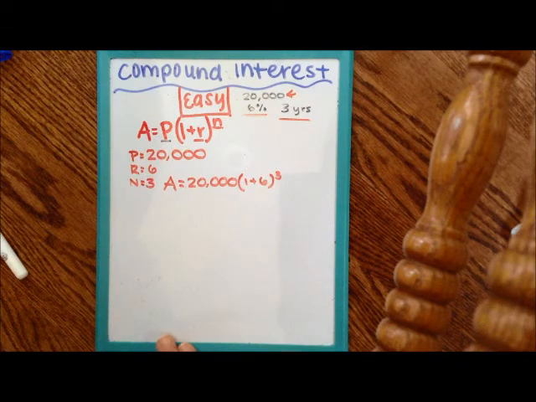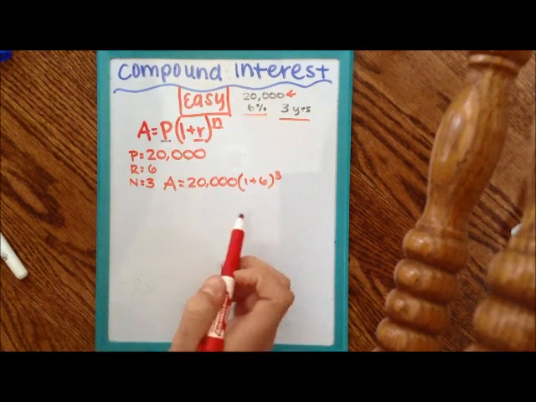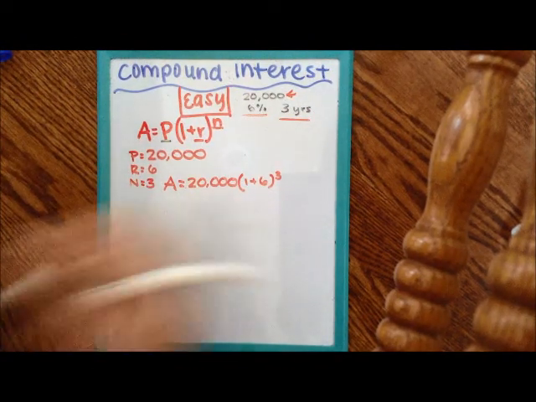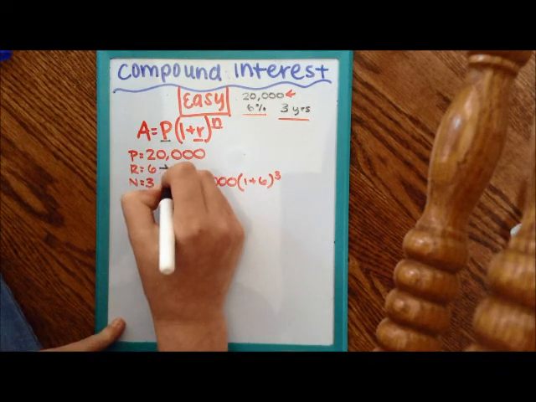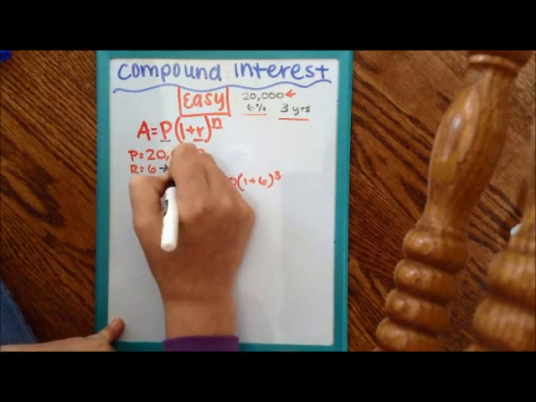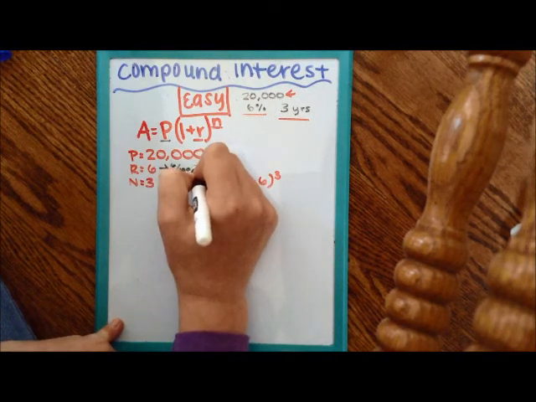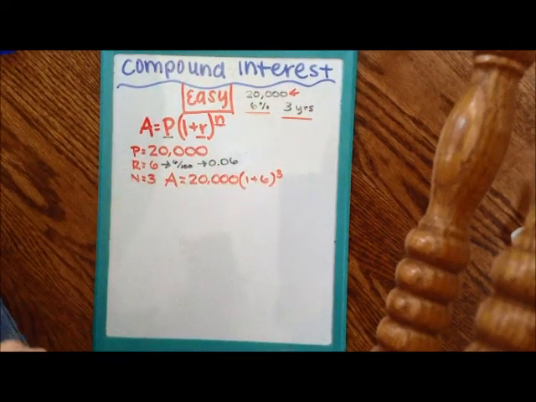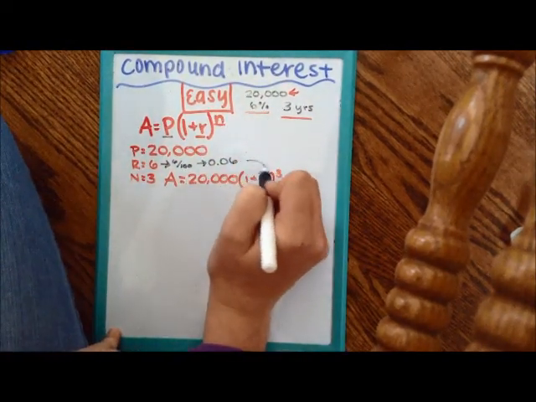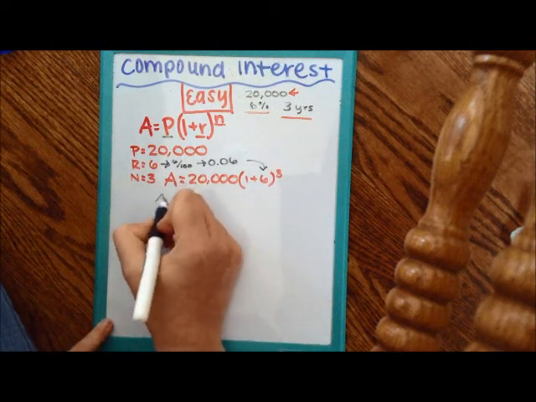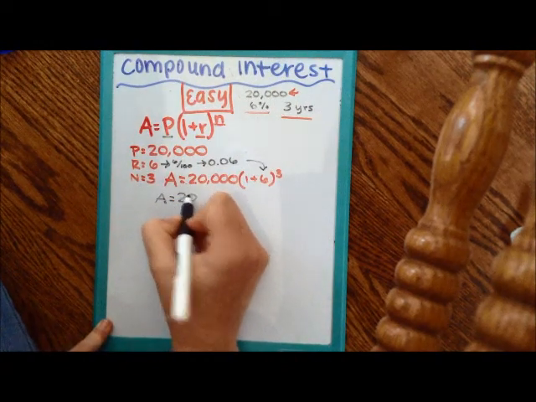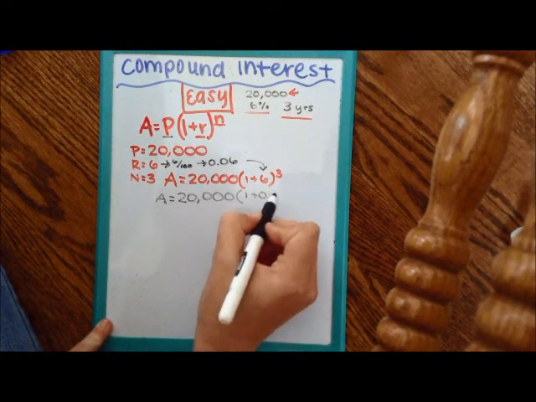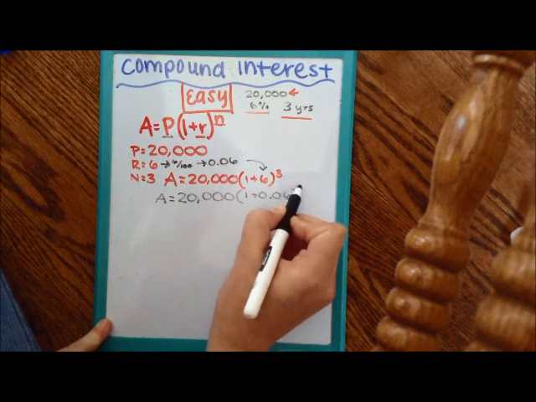So we're not quite done setting this up because we always have to make the rate into a decimal. It's very important. The rate always has to be a decimal. So 6 as a decimal is the same as 6 over 100, which is also the same as 0.06. So we're going to go ahead and put that in here. So we have A equals 20,000, 1 plus 0.06, and then a 3.